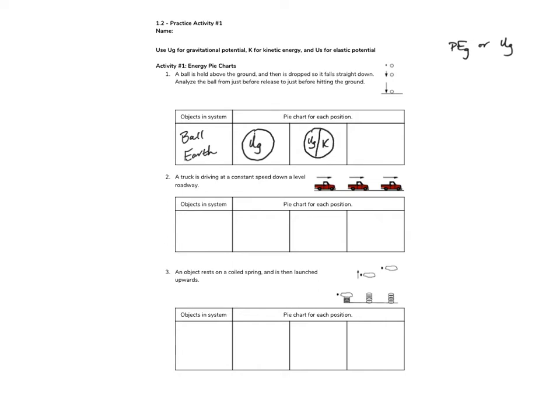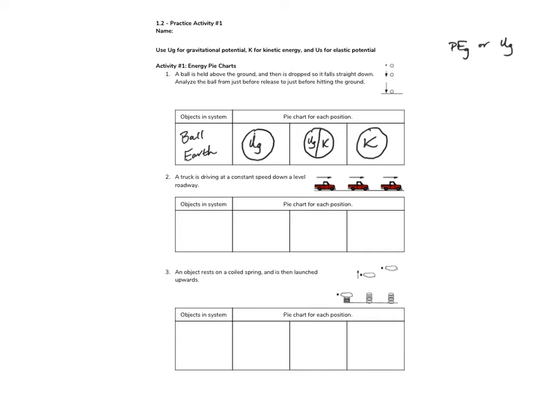We're seeing that the total energy that we have in this ball-earth system is the same, right? Because that's what the size of the pie represents. But we're seeing some of that energy being transferred to the kinetic energy account. And then finally, right before that ball hits the ground, all of that gravitational potential we started out with gets transferred to the kinetic account.